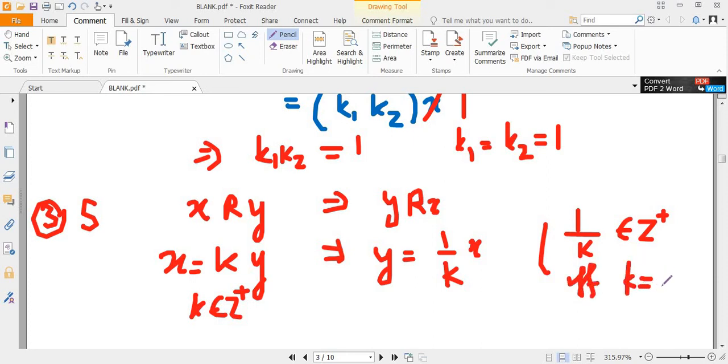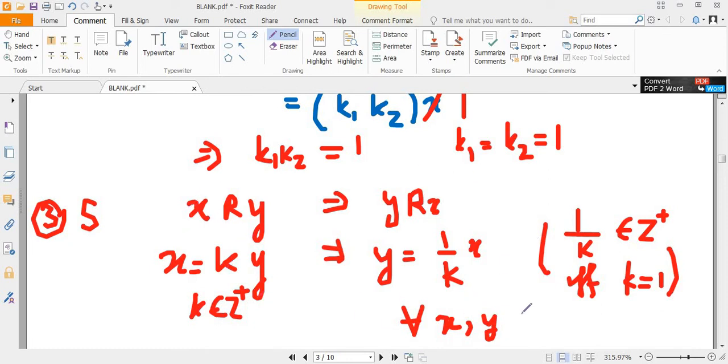That is, k has to be equal to 1. Otherwise 1 by k cannot be a positive integer. So this entire property does not hold for all values of x and y. That is, it's not true for all values of x and y. So only if x is equal to y, this property holds.